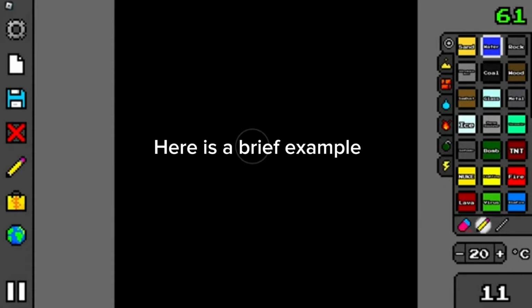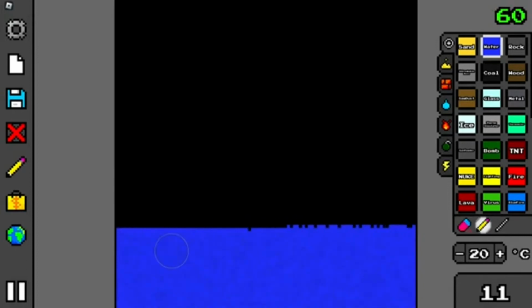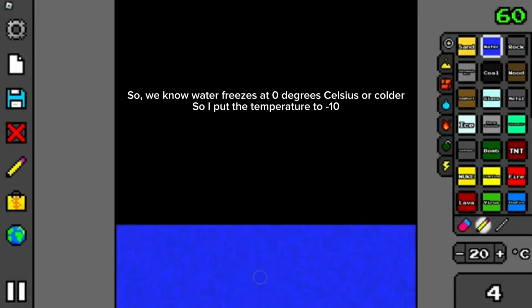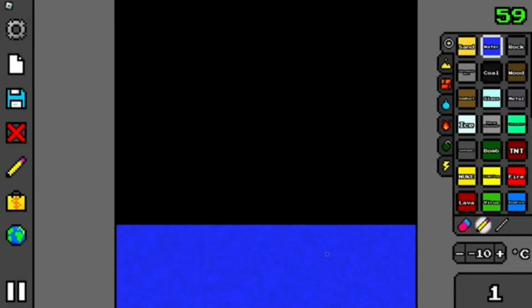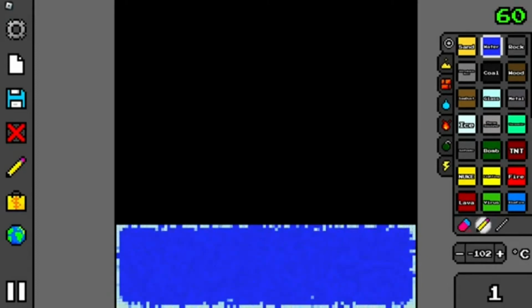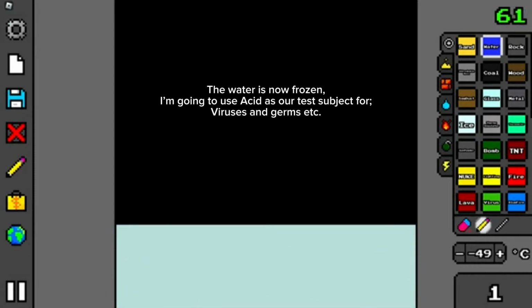Here is a brief example. So, we know water freezes at 0 degrees Celsius or colder. So I put the temperature to minus 10. The water is now frozen. I'm going to use acid as our test subject for viruses and germs, etc.